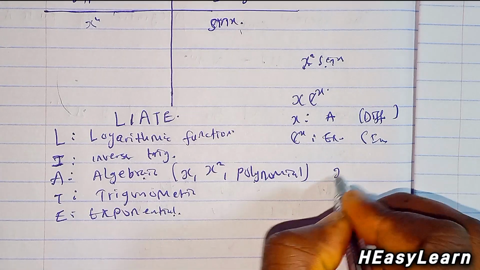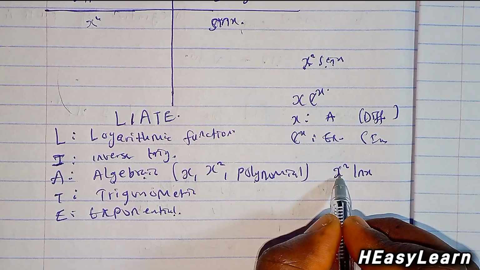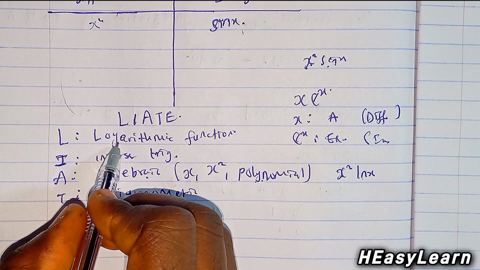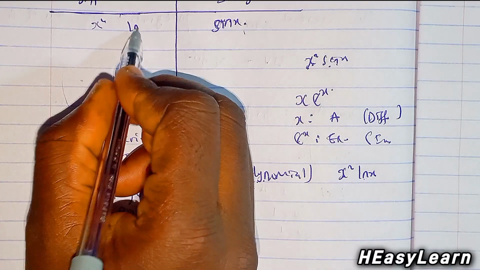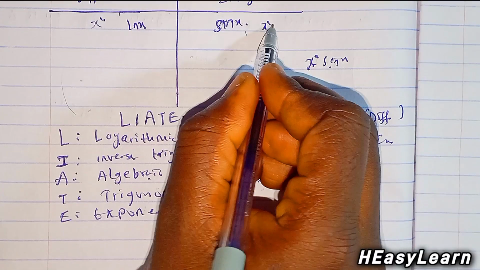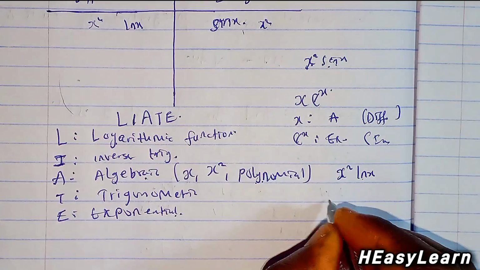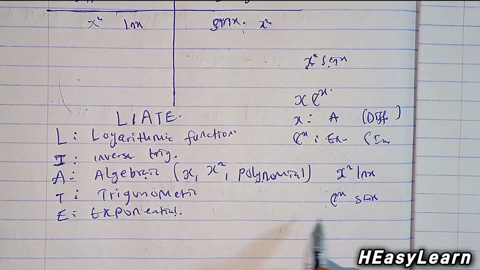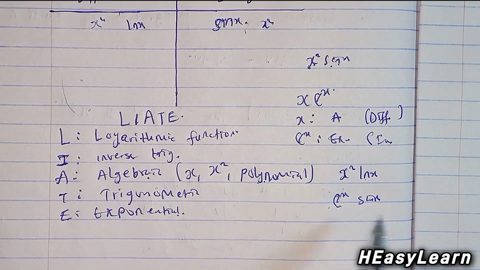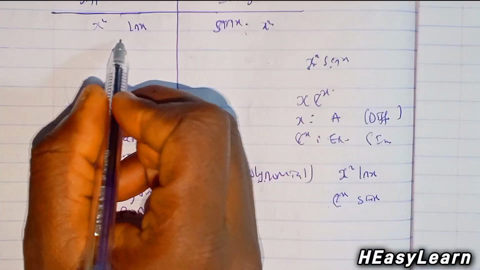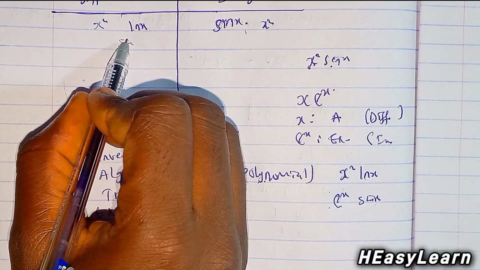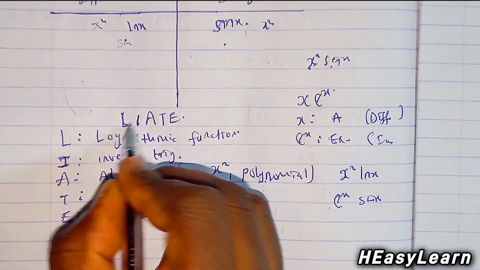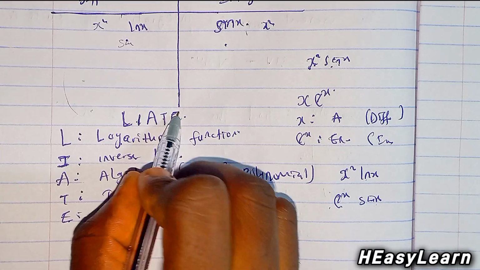In a case where we have x squared ln x, x squared is an algebraic function and ln x is a logarithm function. In this case, ln x is the function to differentiate, and x squared is the function to integrate. What of a case where we have exponential x sine x? The exponential function is last, and sine is the trigonometric function. So the trigonometric function is the function to differentiate, and the exponential function is the function to integrate. That is how you use LIATE to know the function to differentiate and the function to integrate.